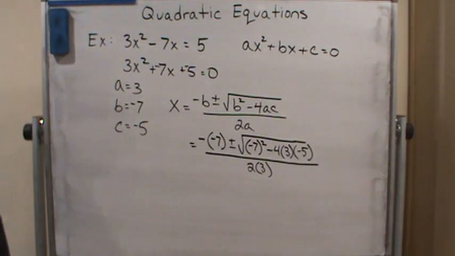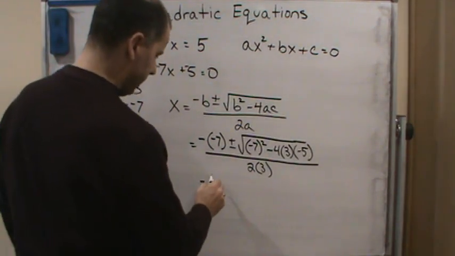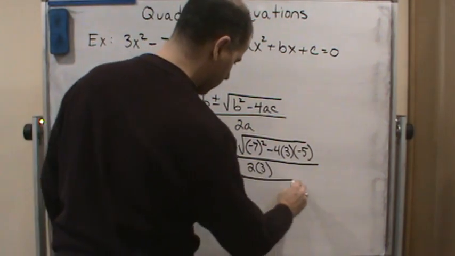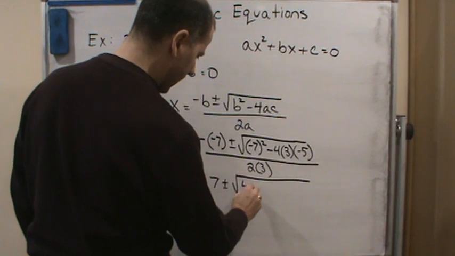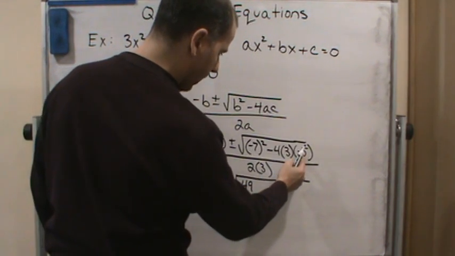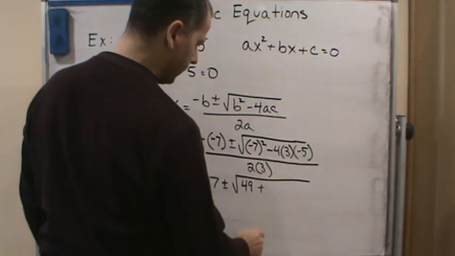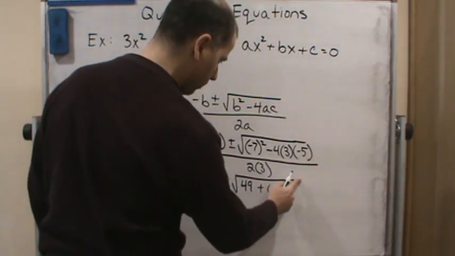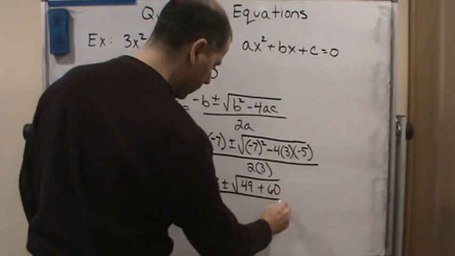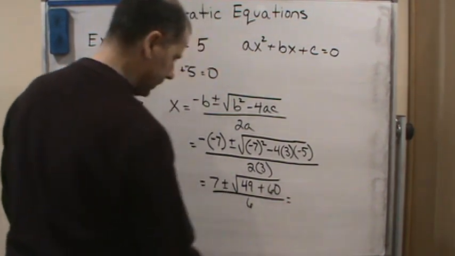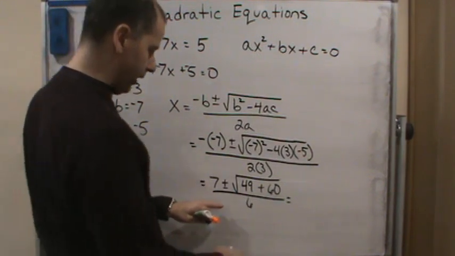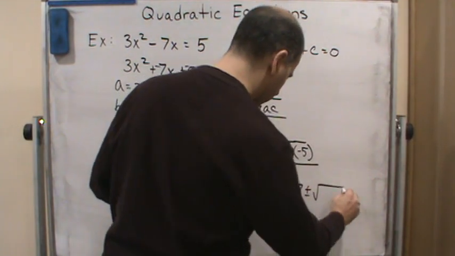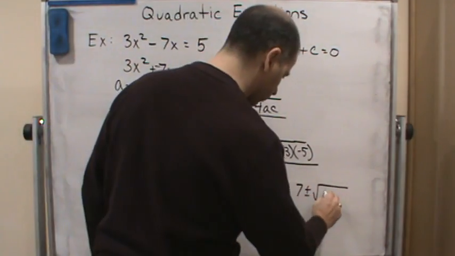Now I just have to simplify. So now this is going to become 7 plus or minus the square root of, well, this is going to be 49. Now this is a minus times a minus, so that's going to be plus, and this is going to be 12 times 5, which is 60, right? And now that's all going to be divided by 6. And so now if I simplify it even further, I get 7 plus or minus the square root of 109 divided by 6.